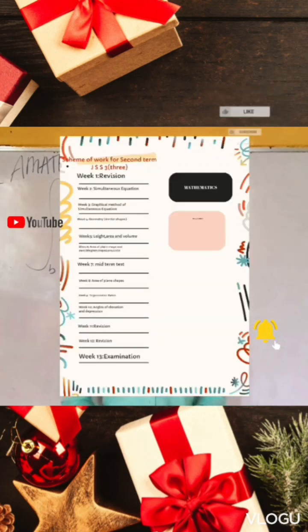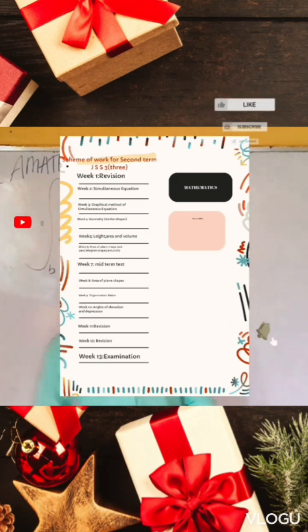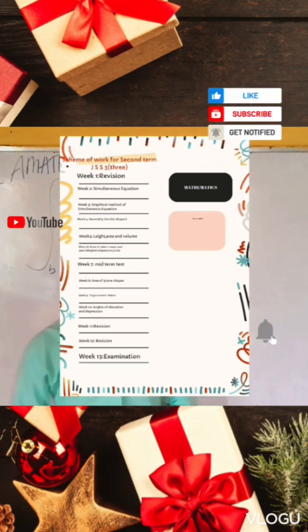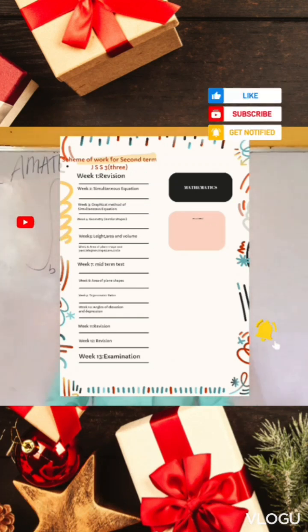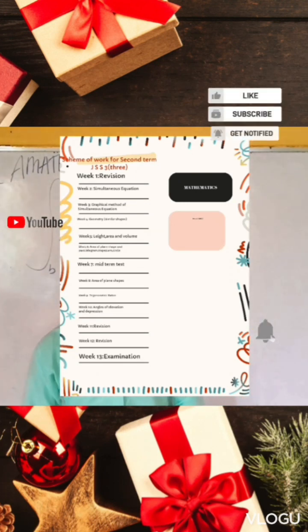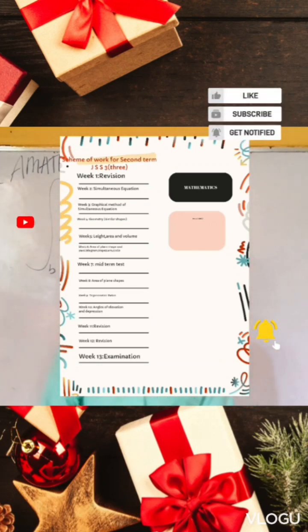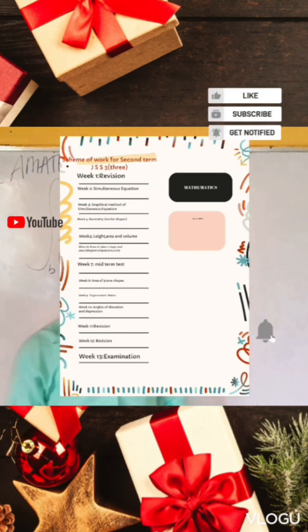Now let's move to JSS3. Their week 1 is revision, where week 2 is simultaneous linear equation. This is the topic most students don't like hearing about, because under simultaneous equations we have types: the elimination method, the substitution method, the graphical method, and we also have the matrix method of solving simultaneous linear equations.